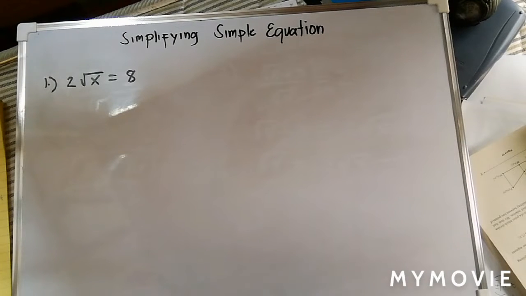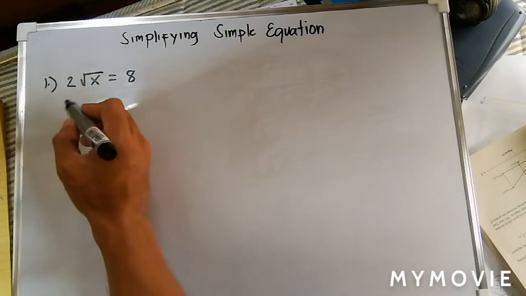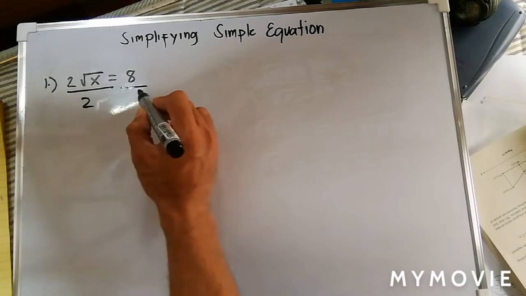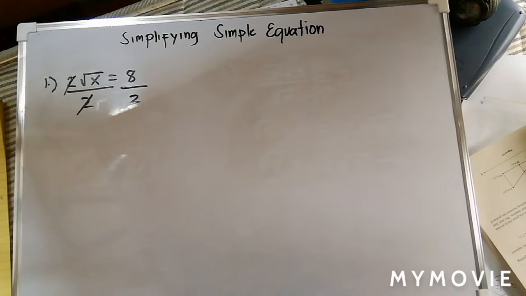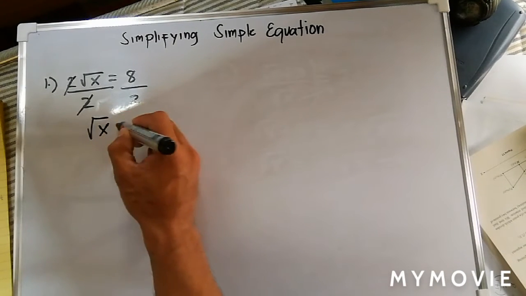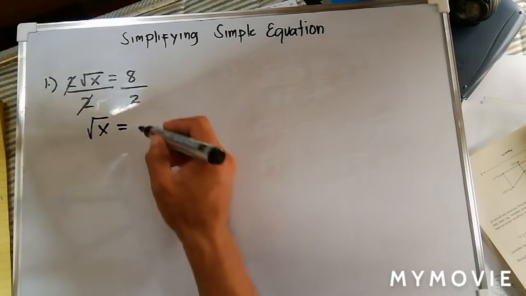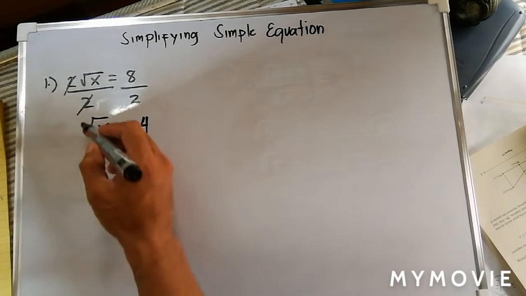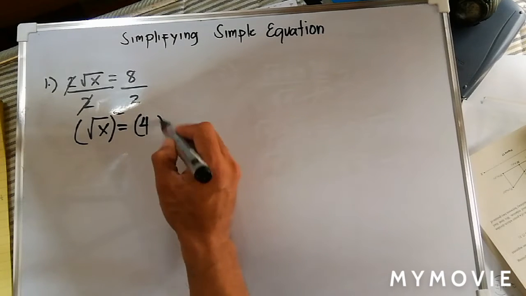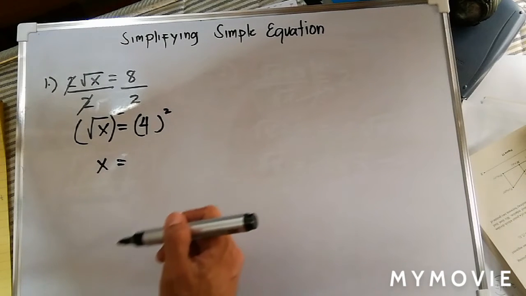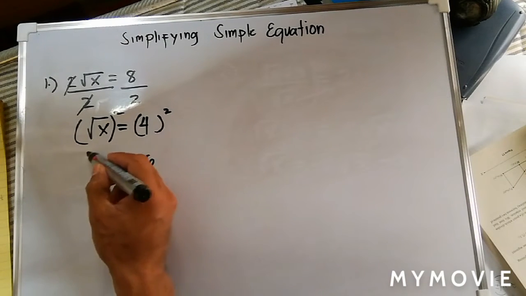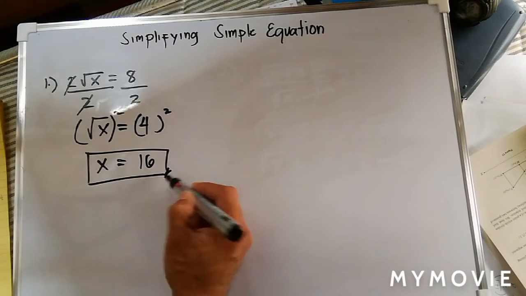We have 2 square root of x equals 8. The first thing we can do here is divide both sides by 2. 2 divided by 2 is equal to 1, so the remainder will be the square root of x. 8 divided by 2 is equal to 4. Then we can now square both sides. The remaining is x. The square of 4 is 16. So we came up with the answer x equals 16.